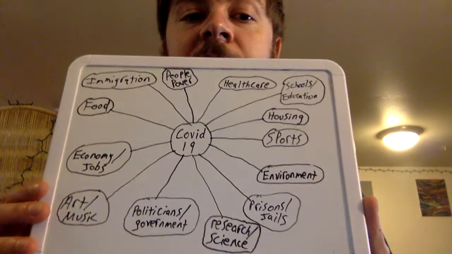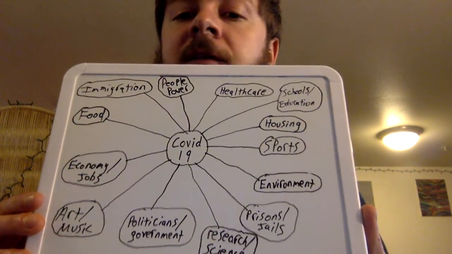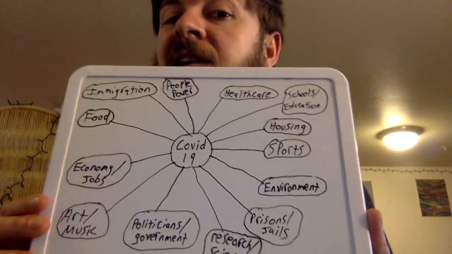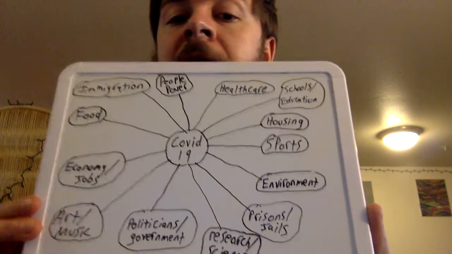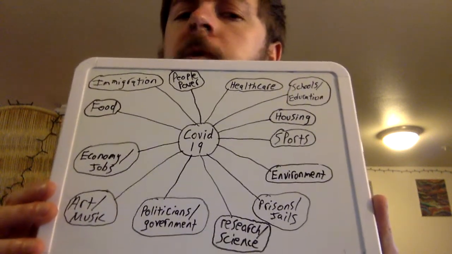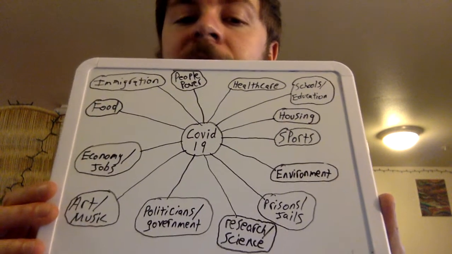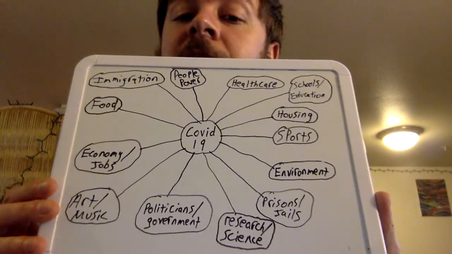So COVID-19 is the center, but this also impacts, like I said, healthcare and schools. Of course, we're not really at school, so how are we going to do school? That's an issue too. Housing: how do people pay their rent? What do homeless people do in this situation? Sports: are they even going to happen? How are we going to do this? Are they going to stream them?